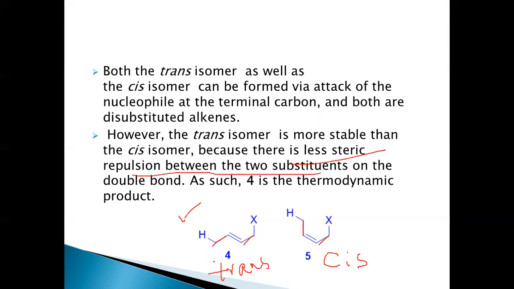That means the trans isomer is the thermodynamic product which is seen here. Because the trans isomer is more stable than the cis isomer because of the less steric repulsion between the substituents present on the double-bonded carbons, the trans isomer is formed in more amounts, and that is called the thermodynamic product.